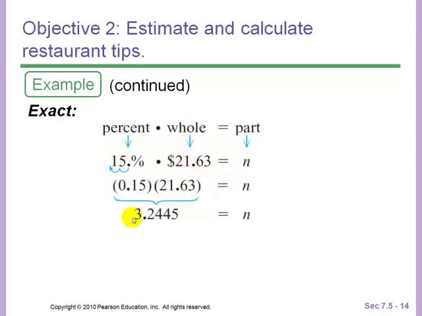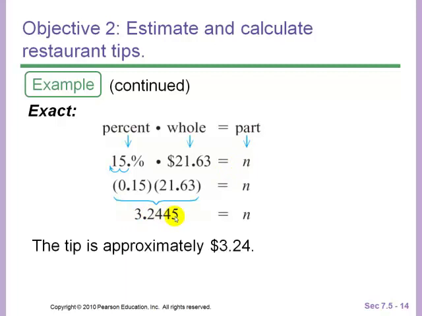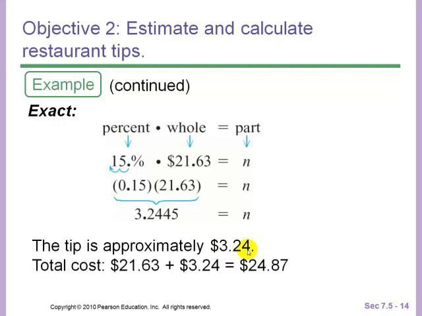Multiply them together and you get 3.2445. Since this is a money answer, again we'll round to the nearest hundredth, or the nearest cent, $3.24. Add that to the original cost of the meal and we get $24.87. And if we divide that by 3, we get exactly $8.29. So our estimate of around $8 each was accurate.